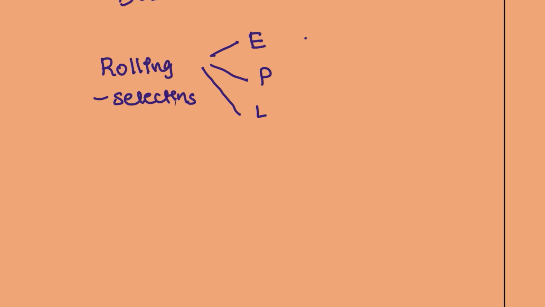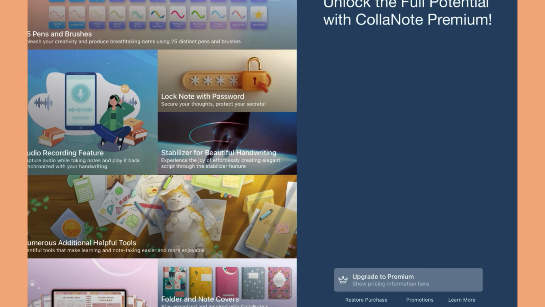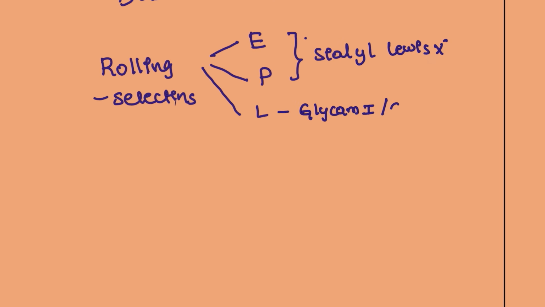E and P selectins act on two important points. On the endothelium, there is a factor, the sialyl Lewis X factor. On this factor, E selectin and P selectin are active. Next, L selectin is going to act on GlyCAM-1 and CD34. Remember, L selectin, like GlyCAM.